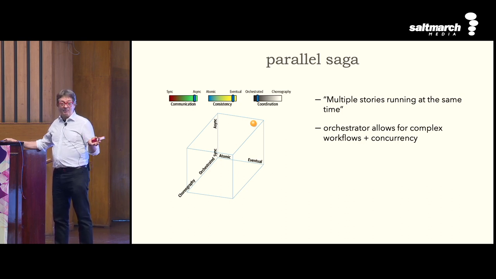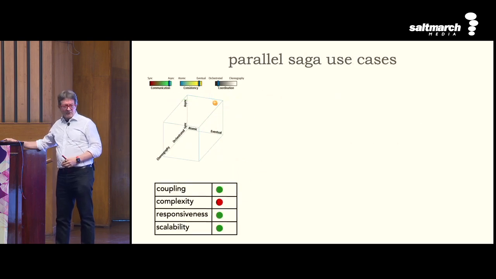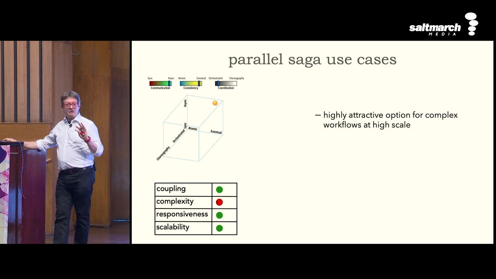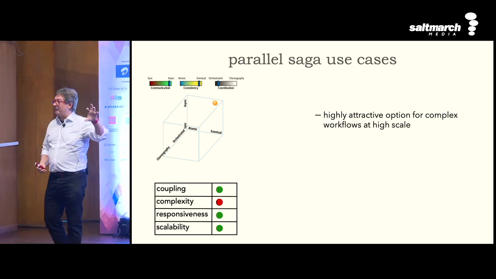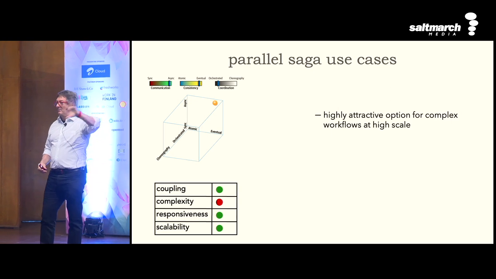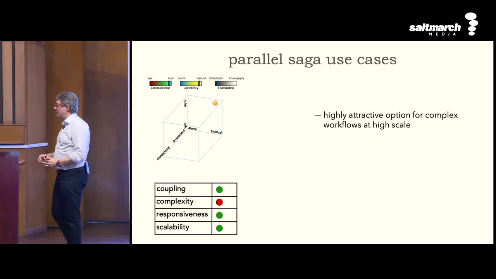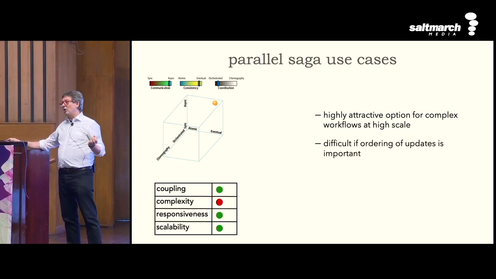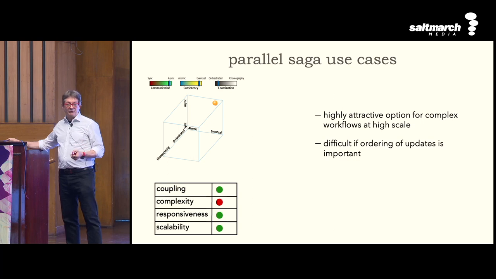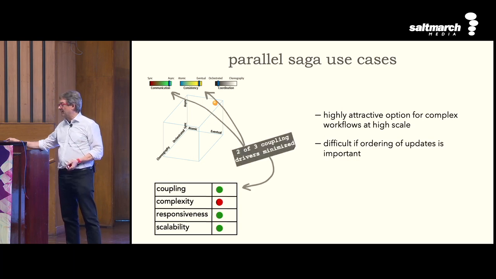Orchestrator allows for really complex workflows and concurrency, which gives you really good responsiveness. Notice that they're all green except complexity. But this is pretty complicated. You've got concurrency issues, but this is a really attractive option for complex workflows at high scale. Remember, I said that orchestration is really good for complicated workflows because it gives you a place to store state and to manage the orchestration of these workflows. And so really complicated workflows benefit from an orchestrator. But like all asynchronous solutions, this is really difficult if the ordering of updates is really important to you.